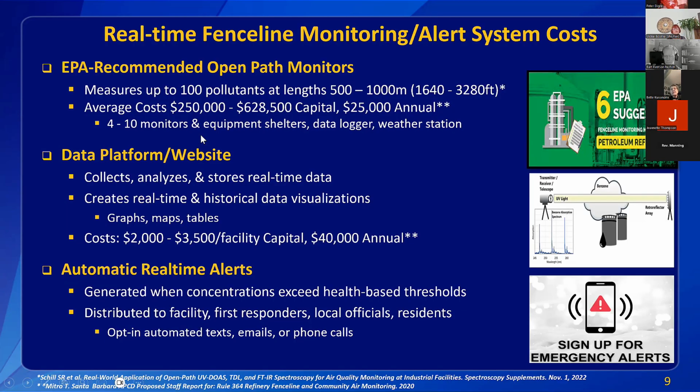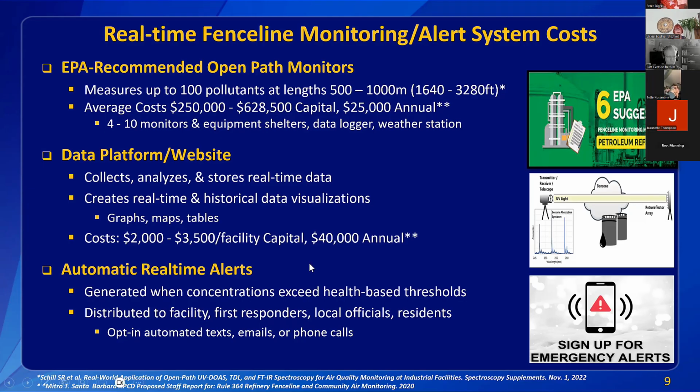The average cost ranges from 250 to almost 630 in capital, and that's for 4 to 10 monitors, equipment shelters, a data logger, and a required weather station, and then 25,000 in annual maintenance costs. The system also importantly includes a data platform and a website that collects, analyzes, and stores the real-time data and allows you to visualize both historical and the real-time data on graphs, maps, tables. And the cost per facility for developing and customizing these websites would be about $2,000 to $3,500 per facility, with annual cost up to $40,000 for data QA, QC, and then data updates.